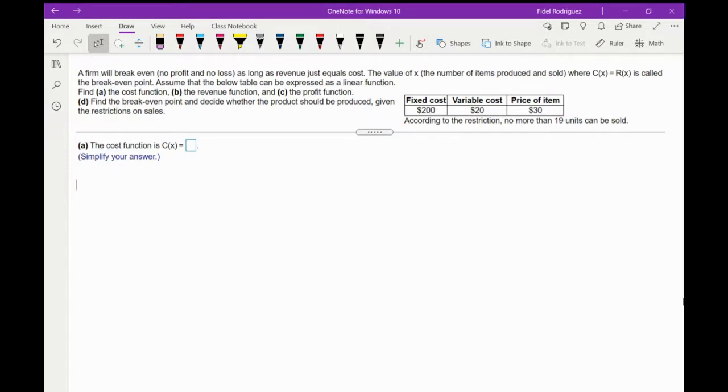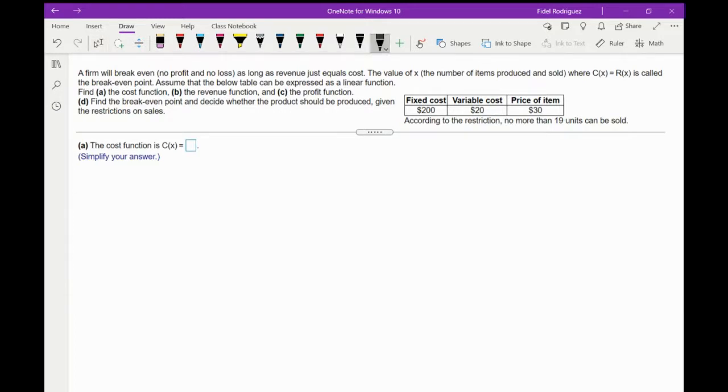It says, a firm will break even, which means there's no profit or no loss, as long as the revenue just equals the cost. It says the value of x, where x stands for the number of items produced and sold, where the cost of x is equal to the revenue of x, is called the break-even point. So it says, assume the table below can be expressed as a linear function. The first part says, let's find the cost function.